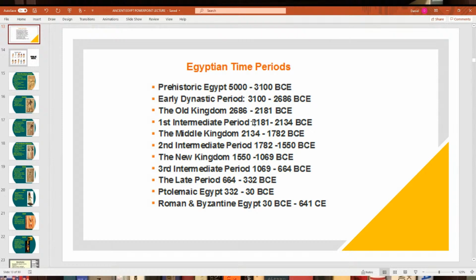Now, they got these periods between them. They're called intermediate periods. First intermediate period, second intermediate period, third intermediate period. These are periods where Egypt basically broke up, like the kingdoms. It was like a chaotic period in ancient Egypt. So it's not a unified state at that time. There's even a period like the second intermediate period, I'll talk about later, where Egypt is actually invaded by foreigners for the first time. So-called Hyksos invasion I'll get to later.